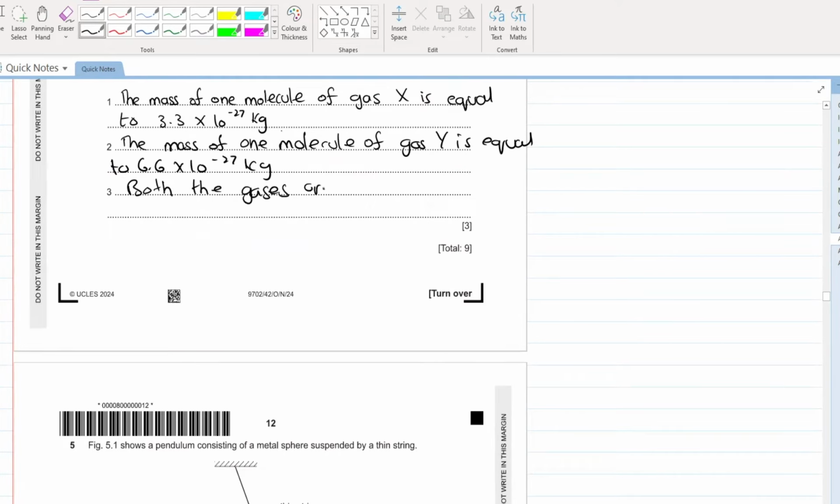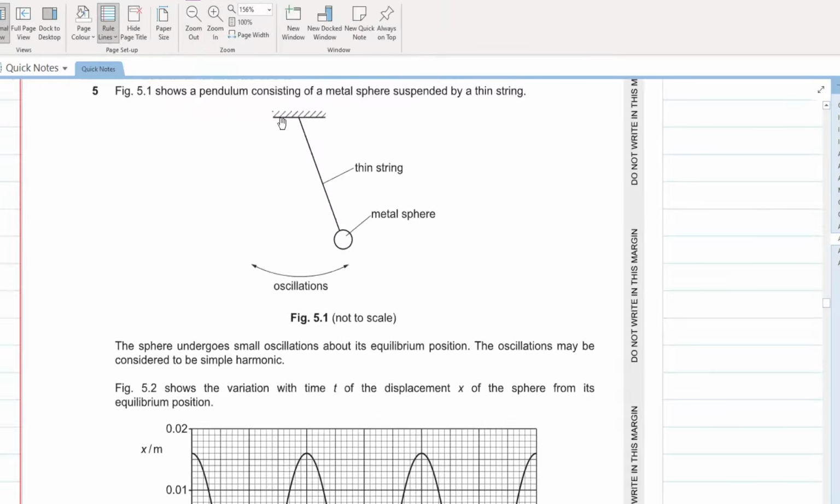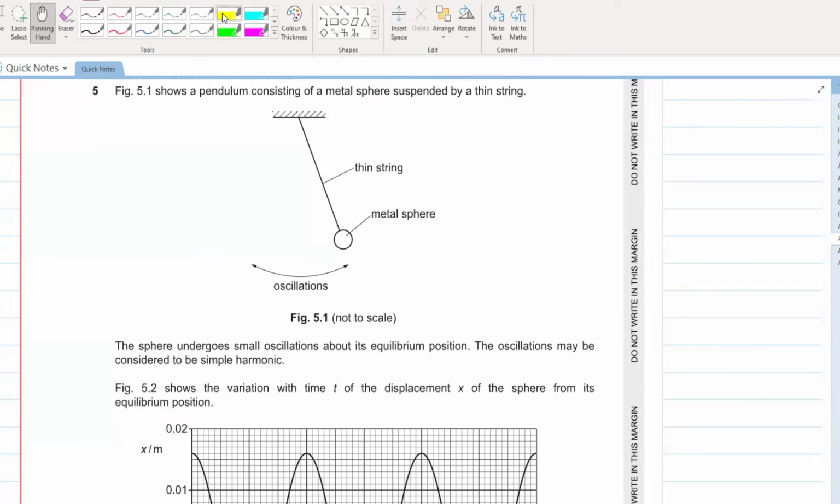Perfect. Let's further move ahead to question number 5. Figure 5.1 shows a pendulum consisting of a metal sphere suspended by a thin spring. The sphere undergoes a small oscillation about its equilibrium position. The oscillation may be considered to be simple harmonic. You just keep on highlighting the important points. If you feel there is any difficulty, you just ask away.